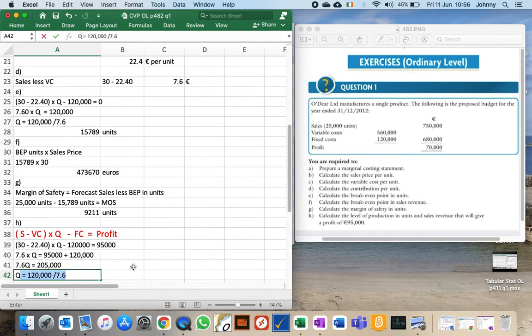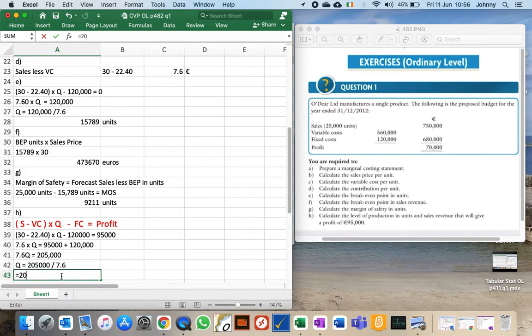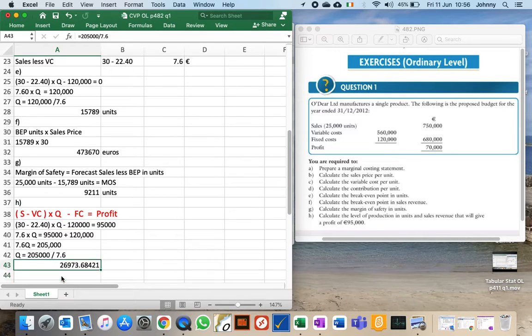So Q then, if we divide both sides by 7.6, Q equals 205,000 divided by 7.6. And this is in units. Remember, we have to round it to the nearest single unit, so that means we'll add one on here, so 26,974. So that's 26,974 in units terms.